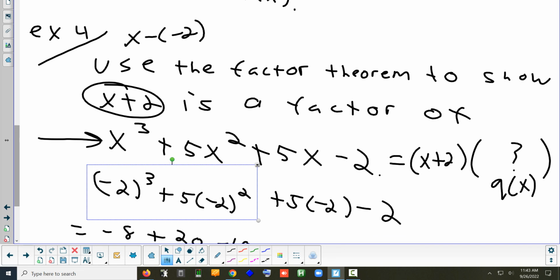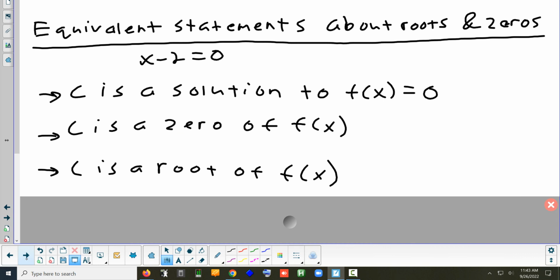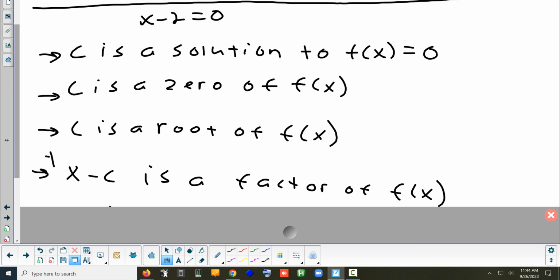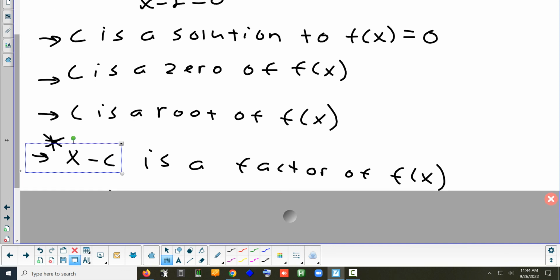X plus 2. So now, if C is a root to a polynomial, then what must be the factor that it came from? X minus C. Exactly. X minus C. That's very important. So if you find a number that is a root of a polynomial, then you know x minus that number is a factor. And what else happens graphically at the number C if you draw the graph out?